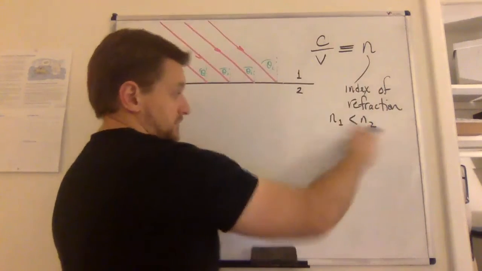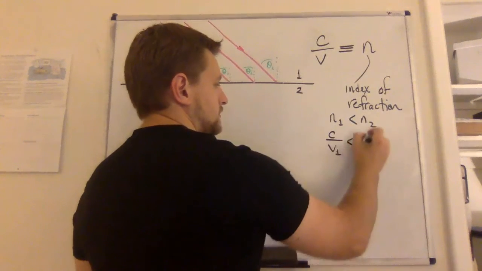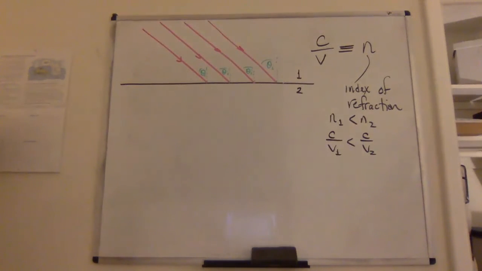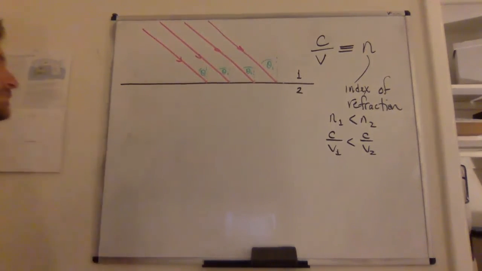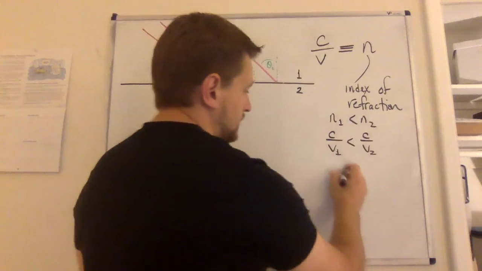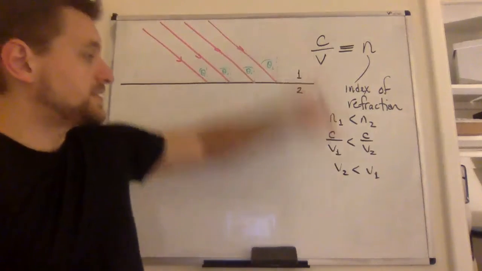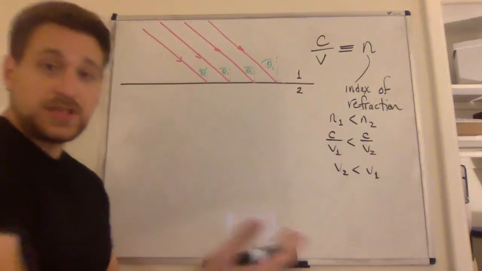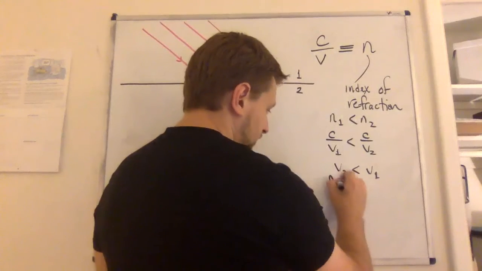Now, if we replace N with what we know that it's equal to, that's C over V1, C over V2. This is the same C, so we can cancel that. And we can cross multiply. V2 is less than V1, which is what we said. The light travels faster in medium 1. But this is the speed, the propagation speed of an electromagnetic wave. So we know it's related to the frequency and the wavelength.